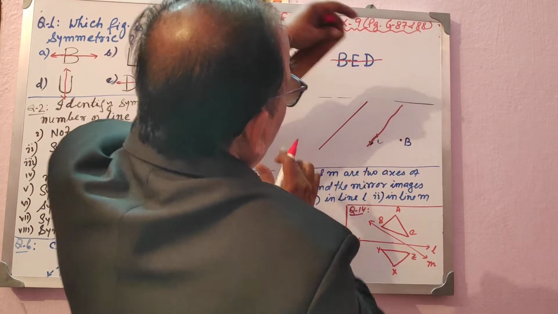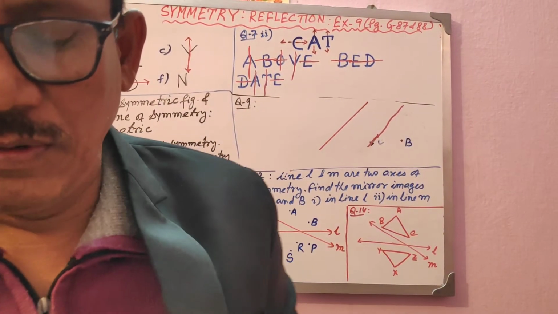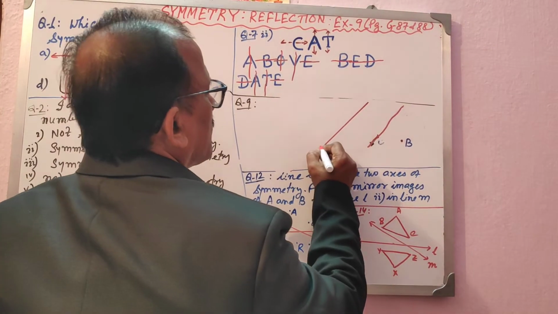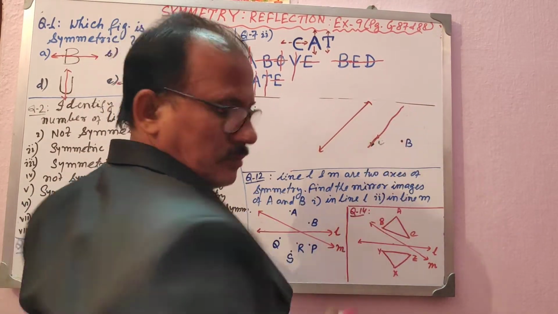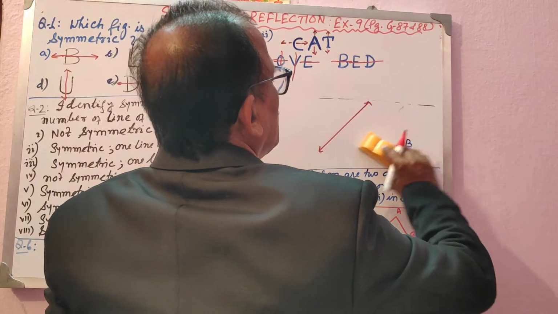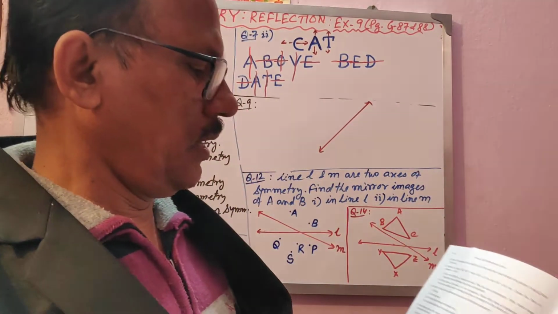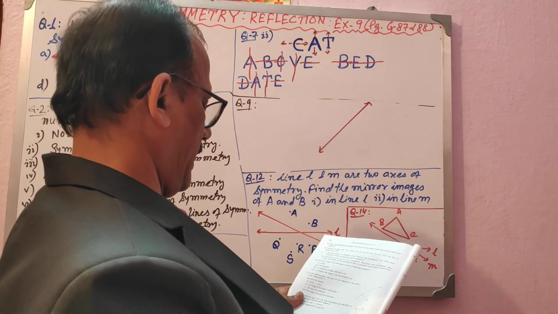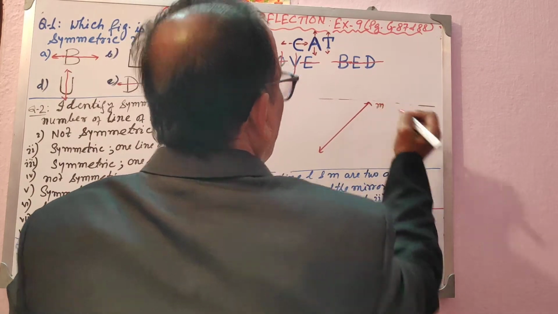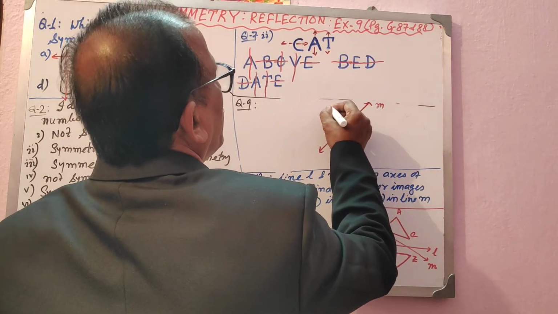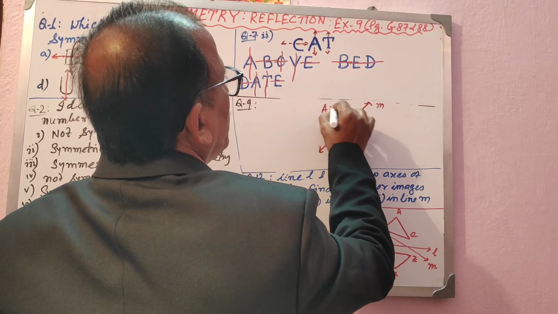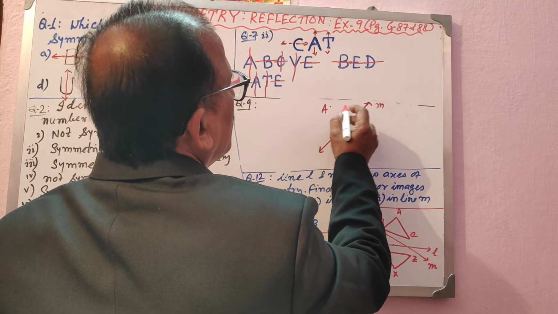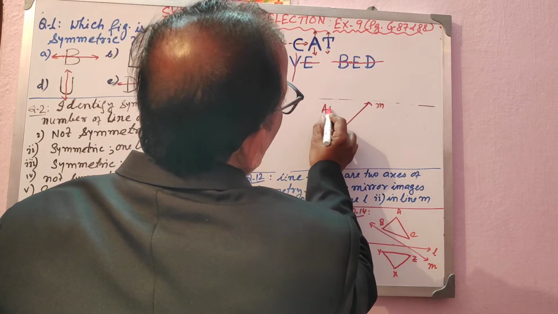What is said to you? I will tell you, suppose this line is a mirror line. Okay, this line is a mirror line to you. That is a reflection line, that is line M. Now see, A is a point here. If it is a mirror, then this will be perpendicular.